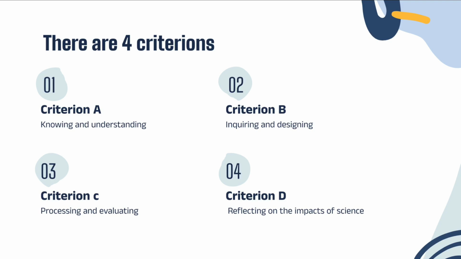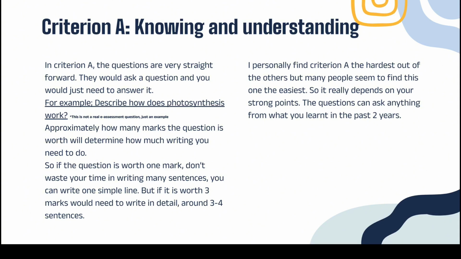Criterion A is about knowing and understanding. Criterion B is about inquiring and designing. Criterion C is about processing and evaluating. And criterion D is reflecting on impacts of science. So firstly, I'm going to talk about criterion A, knowing and understanding.